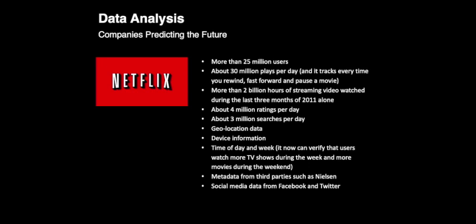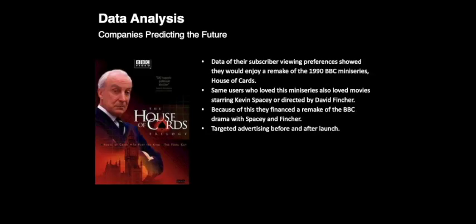They know where people are watching, the device they are using, time of day, metadata from third parties, social data, and they use all of this data to figure out what they need to produce when it comes to the shows and movies that they provide for their audience. So one example where they use this information to correctly predict a successful series was for the remake of House of Cards.